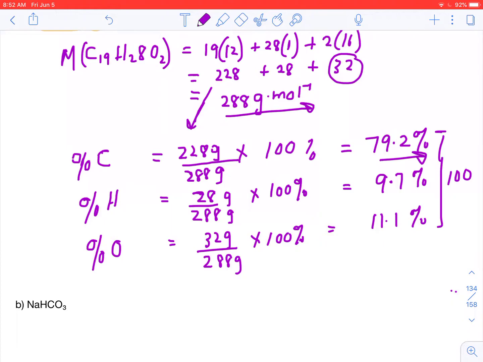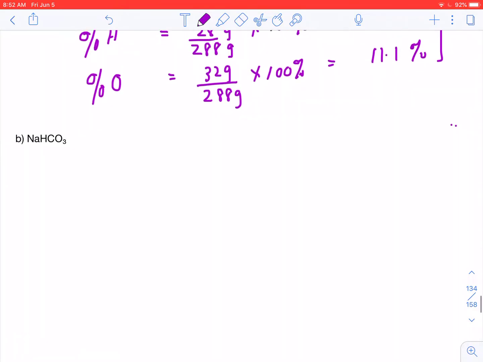And what it is actually telling us is that for the male sex hormone, if you have a 100-gram sample of it, you've got 79.2 grams of carbon in there, and you've got 9.7 grams of hydrogen, and you've got 11.1 grams of oxygen. Right, so there you have that. Now let's look at the next one.